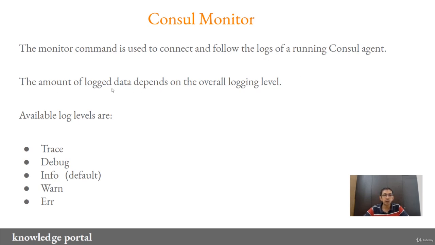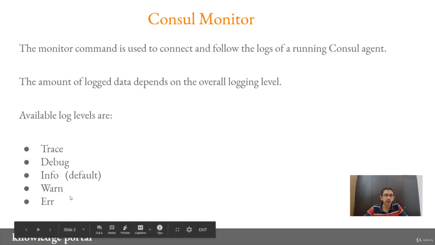The amount of logged data depends upon the overall logging level that you have. There are multiple logging levels depending upon the data that you need. You have trace, you have debug, you have info which is the default one, you have warning, and you have error. So let's quickly look into it.